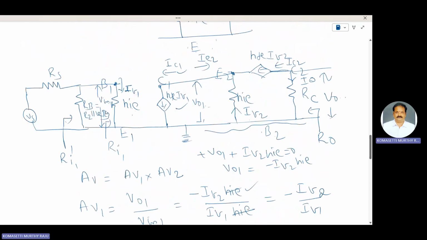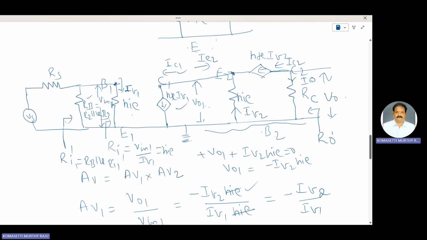Ri1 is equal to Hi. It means Vin1 by Ib1, that is Hi. Ri1 dash is this: Ri1 comes in parallel with Rb. Therefore, Ri1 dash is Rb parallel with Ri1.